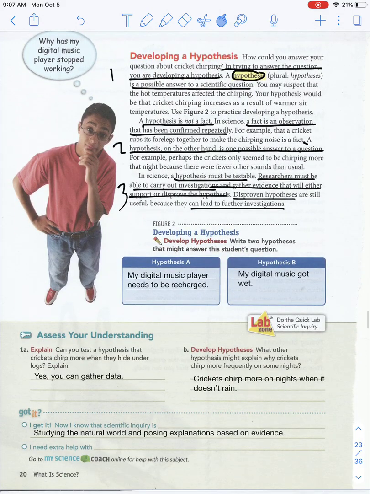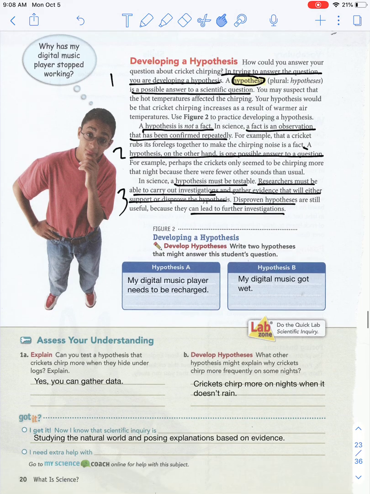And finally, before we left, we talked about developing a hypothesis and how a hypothesis is a possible answer to a scientific question. We also learned that sometimes your hypotheses are wrong, and that's okay because those often lead to further investigations. Today, we are going to finish reading pages 21 through 23 of Lesson 3. So let's get started.